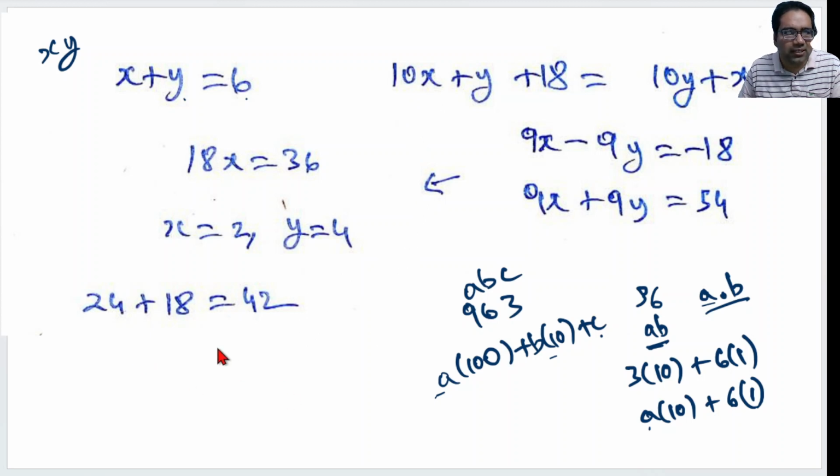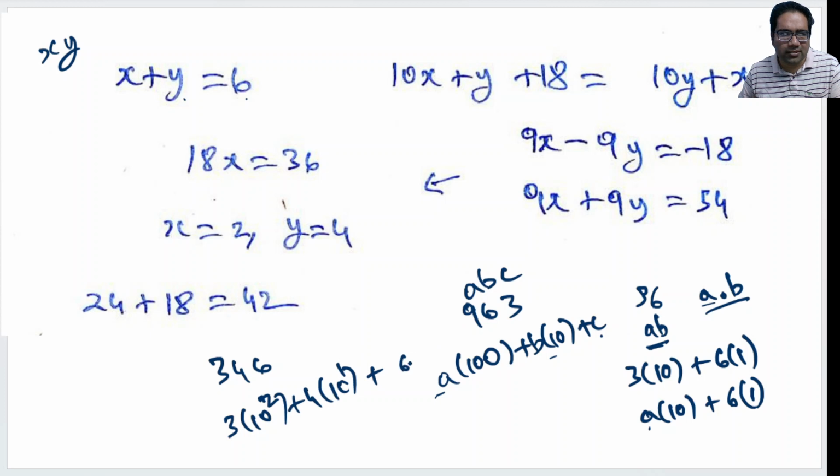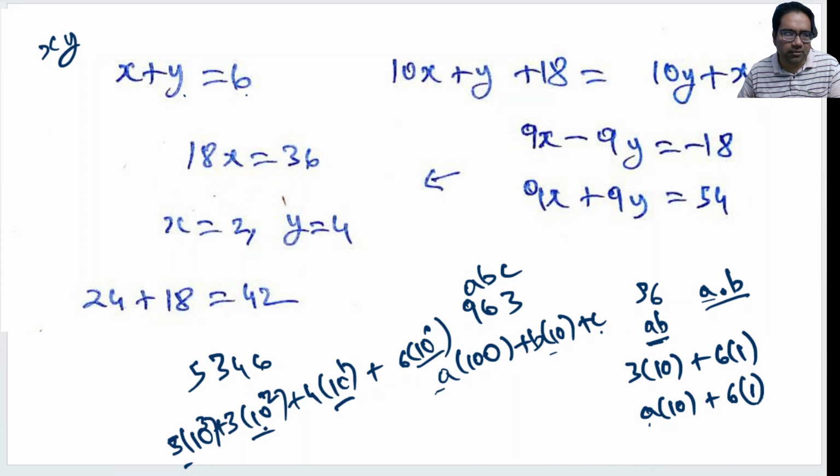Whatever the number of digits, let's say the number is 346. That means 3 times 10 squared plus 4 times 10 to the power 1 plus 6 times 10 to the power 0. Right? Because the number represents this. This is called base 10 notation. If it is a four-digit number, for example 5346, what does that mean? 5 times 10 to the power 3, 5000, plus 300 plus 40 plus 6. Right, this is called base 10 notation.